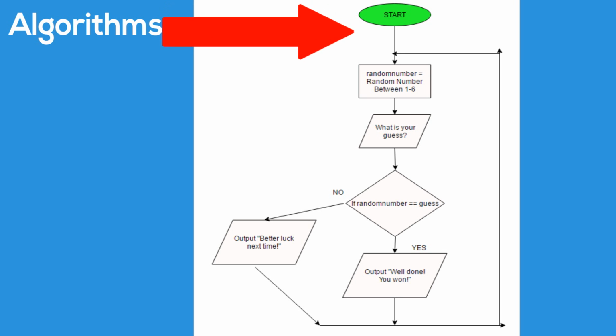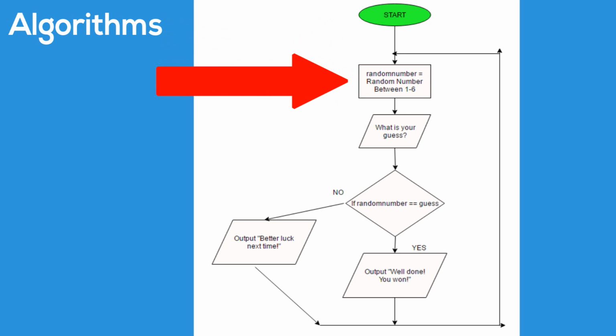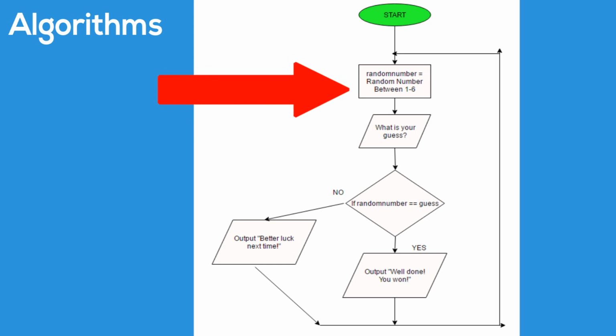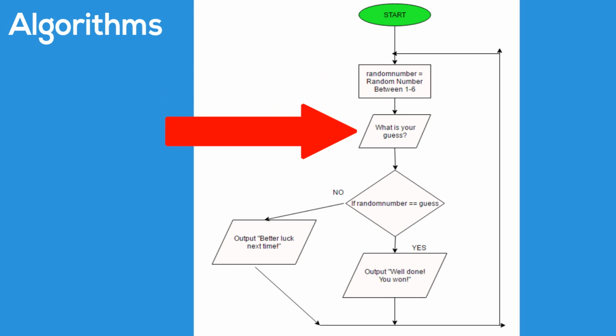The start oval points down to a rectangle. Rectangles represent processes, a point where the computer should think about something. In this case, the process is to generate a random number. After that, it flows down to a parallelogram. This represents input or output to or from the user. I'm asking the user to input their guess.